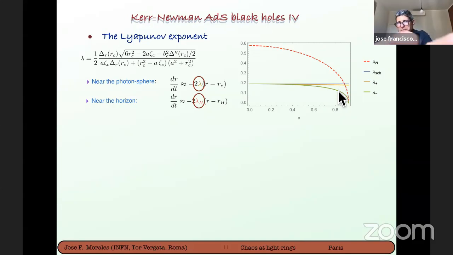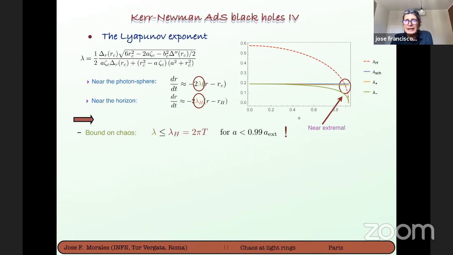And I should say that this picture, as I said before, is true also if you change Q and so on. It's always the case. There is always a very small region near the extremality. You see, at the extremal point there is nothing. Okay, I will come back to this point.